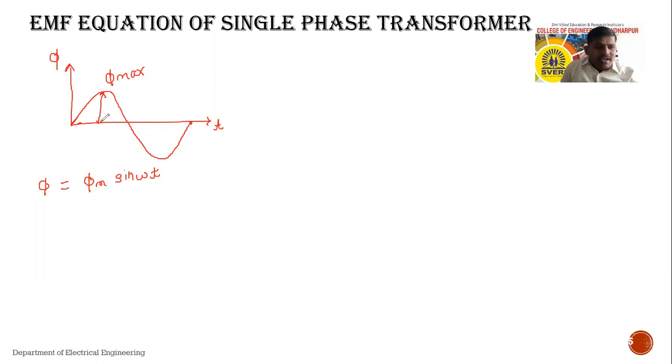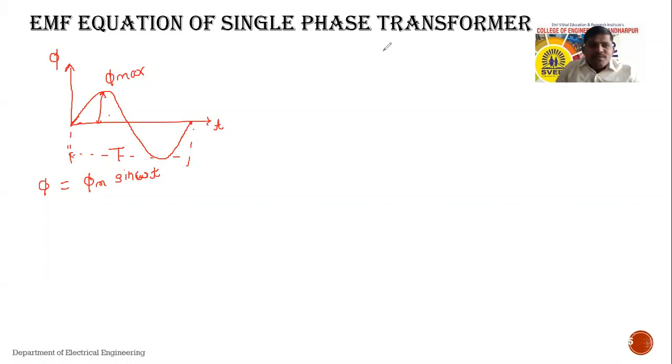Here, t is time, and omega is nothing but the angular velocity. So we can write the equation phi is equal to phi m sin omega t. Suppose time t is taken to complete one cycle.